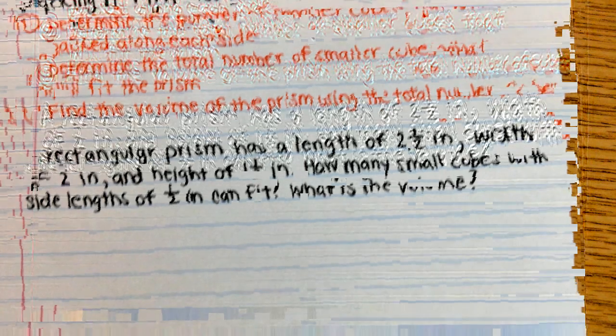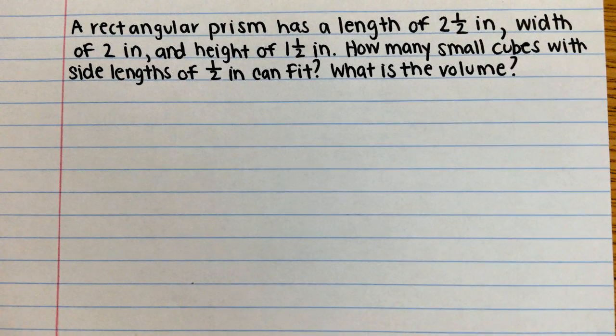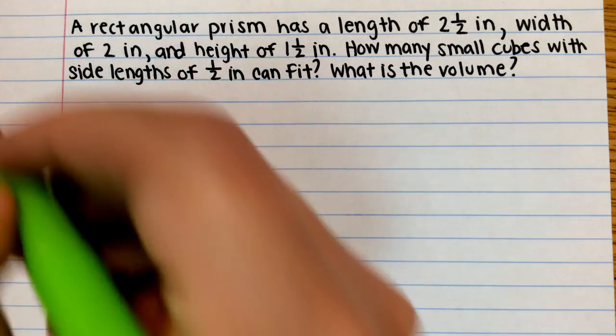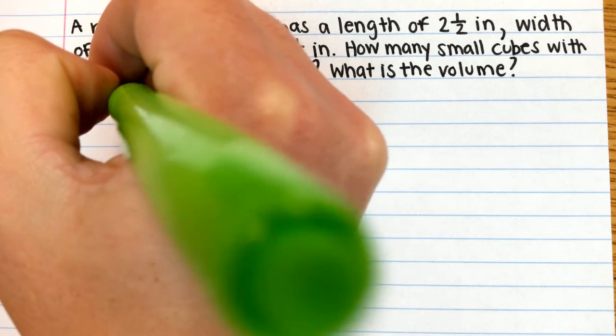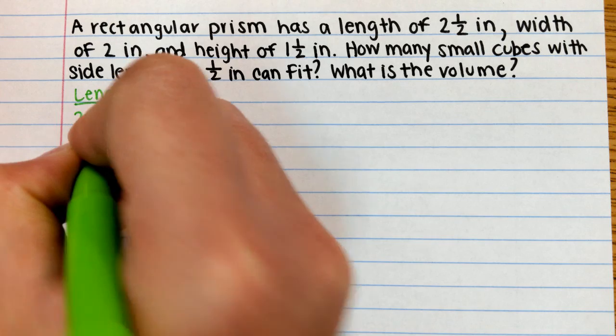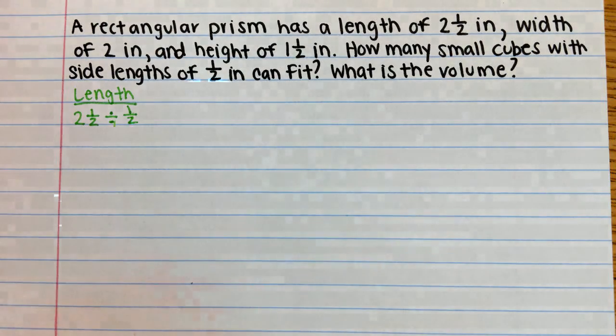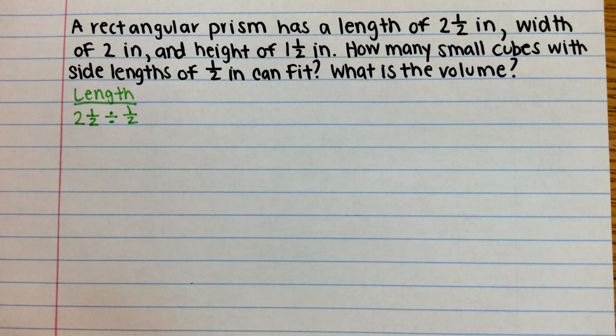So let's look at this first example here. I have a rectangular prism that has a length of 2.5 inches, width of 2 inches, and height of 1.5 inches. How many small cubes with the side lengths of 1/2 can fit? What is the volume? First, we are going to take this length, that is 2.5 inches, and we're going to divide it into those 1/2 inch cubes. So we have to take 2.5 divided by 1/2 because we want to see how many fit in there.